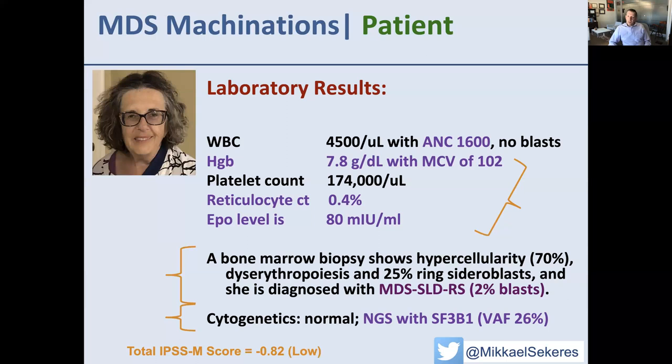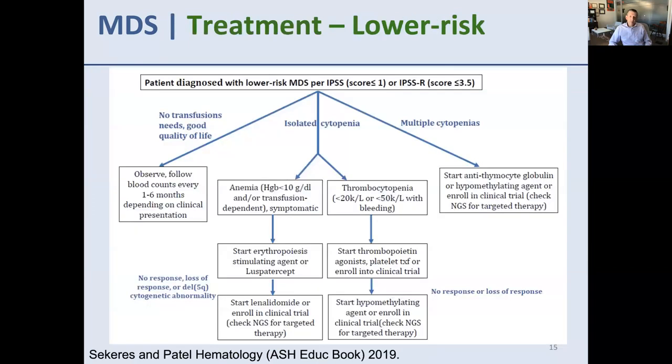We also can score this by the IPSS-M, and her score for the IPSS-M would also put her into a low risk category. This is literally how we use these systems to do essentially staging of MDS.